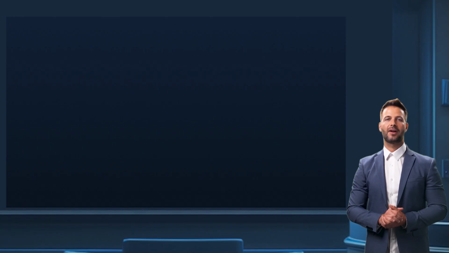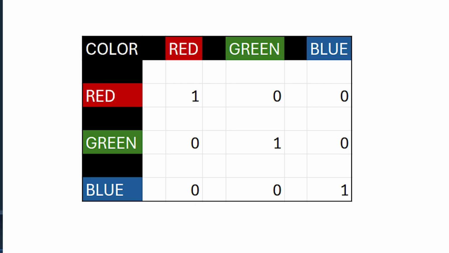Before your eyes glaze over, let me give you a simple example. Say we have a categorical feature, color, with categories red, green, blue. Here is how we can encode it. So there are three categories. The length of the vector is 3, so red equals 1, 0, 0, and green equals 0, 1, 0, and blue equals 0, 0, 1.